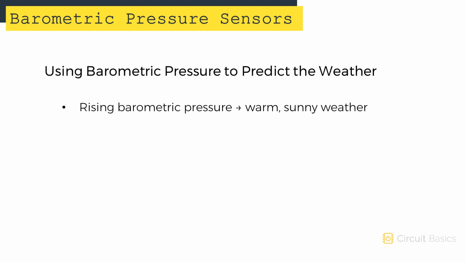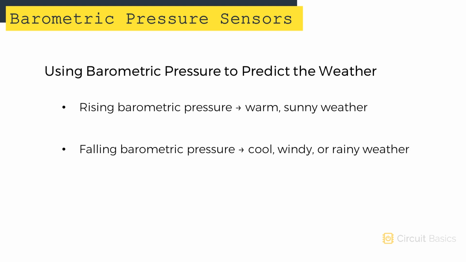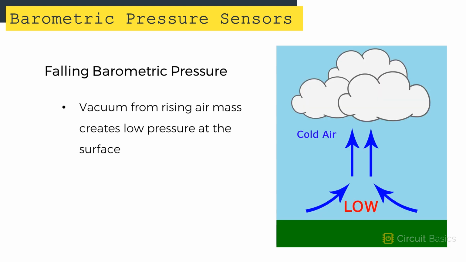For hundreds of years, barometers have been used to predict the weather. Usually, a rising barometric pressure means that warm, sunny weather is coming. A falling barometric pressure usually means that cool, windy, or rainy weather is coming. A falling barometric pressure is caused by a mass of air rising from the Earth's surface. The vacuum created by the rising air mass forms a low pressure area on the surface.